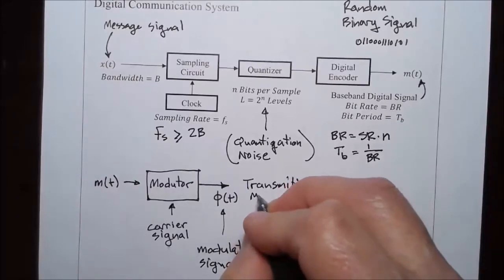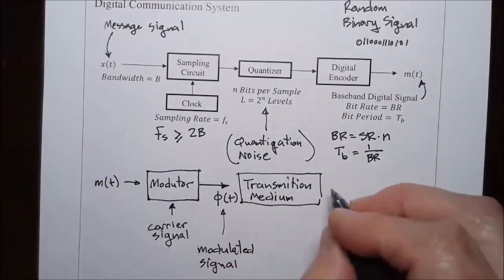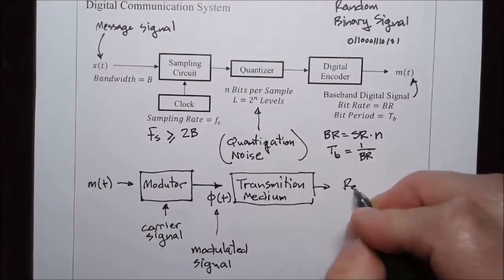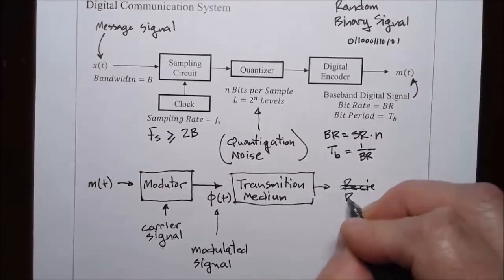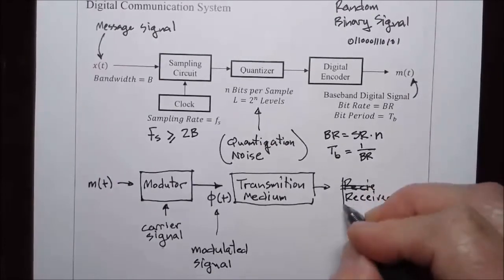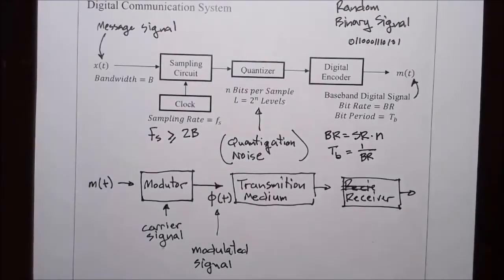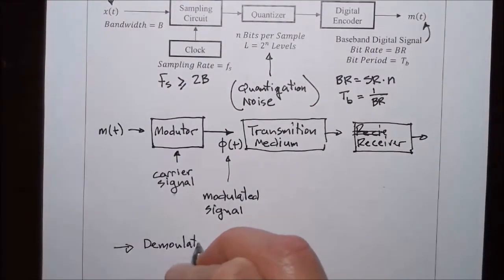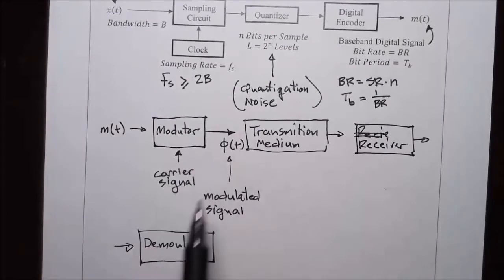So there's some kind of transmission medium, and it then goes to a receiver, then a demodulator, that will reverse the effects of the modulator, so we can get a demodulated signal out.